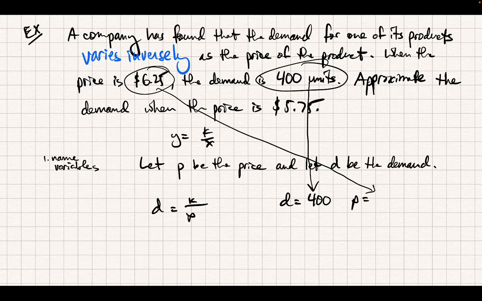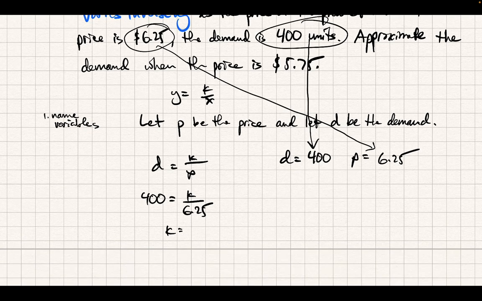So price is 625. How do I put those in my equation? 400 equals K over 625. So K equals whatever that is multiplied. Anybody have a calculator? 2,500. I don't believe that. Oh wait, my calculator's still here.